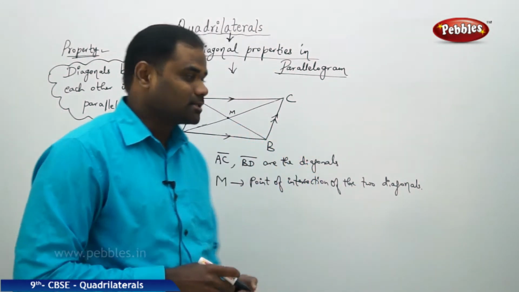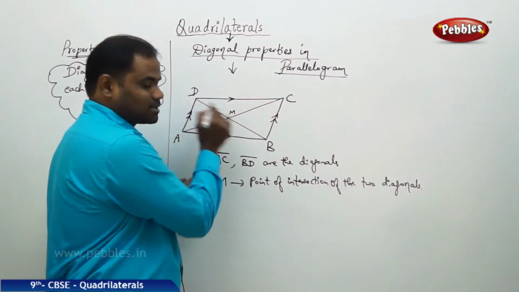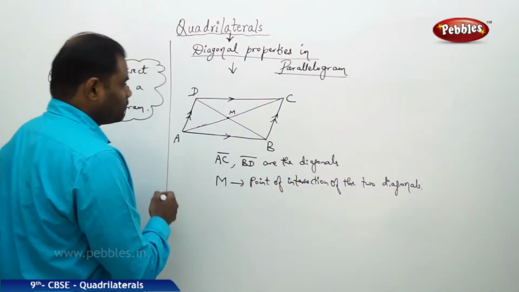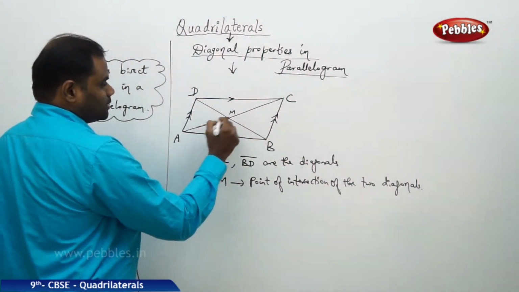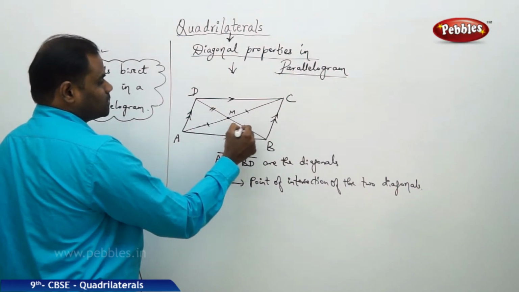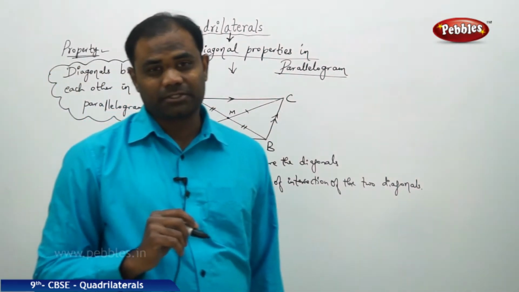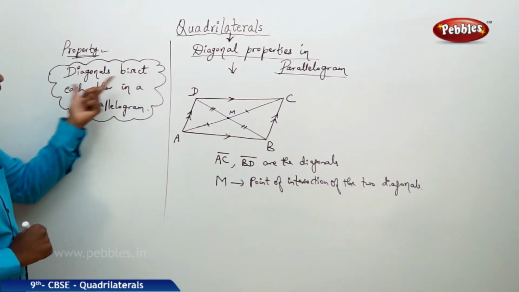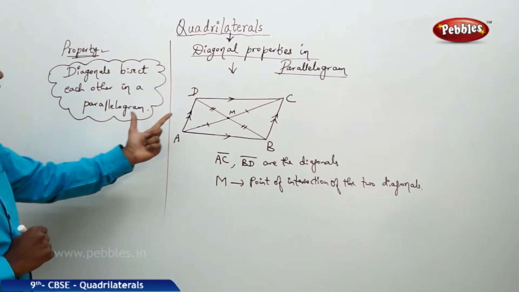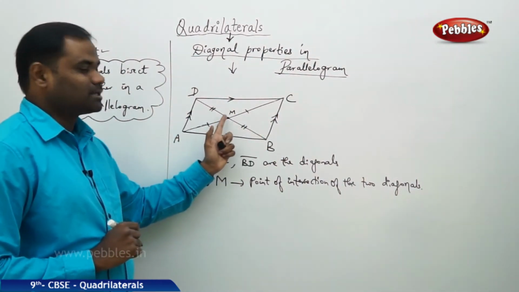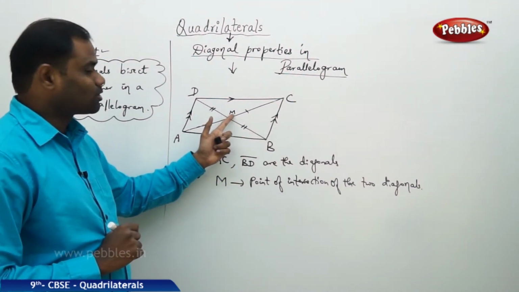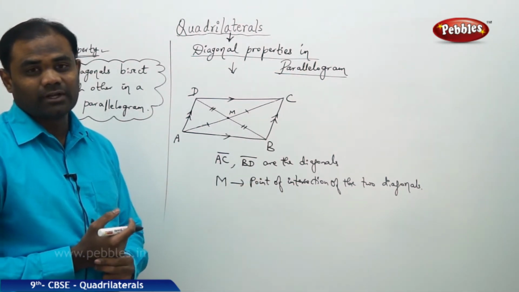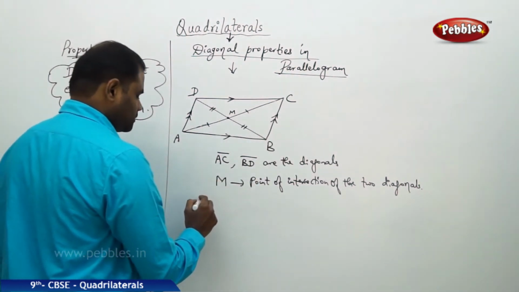Bisecting each other means the midpoint of AC must be the same as the midpoint of the other diagonal BD. So when the point of intersection is this, this equals this and this equals this. That is how the bisection is understood in the parallelogram concept. Diagonals bisect each other in a parallelogram. Therefore, AC and BD bisect at point M. That is, M is the common midpoint of the diagonal AC and the diagonal BD.